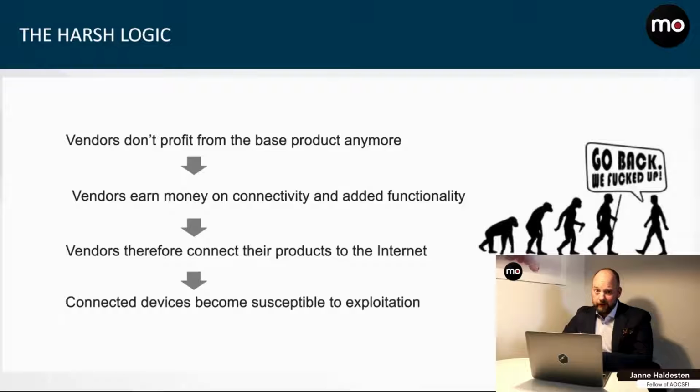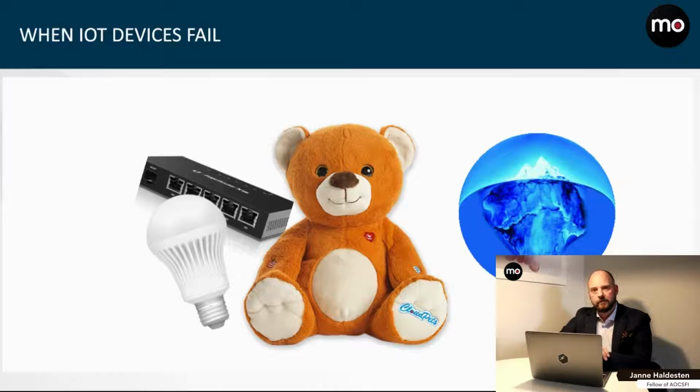So today, vendors don't really profit from the base product anymore. They need to evolve their products, and they do it by actually implementing different kinds of functionality. They are connecting the devices to the internet. And by doing that, these devices become vulnerable to exploitation too. So this pretty much has resulted in a lot of unprotected Internet of Things devices, but also industrial control systems, out there.